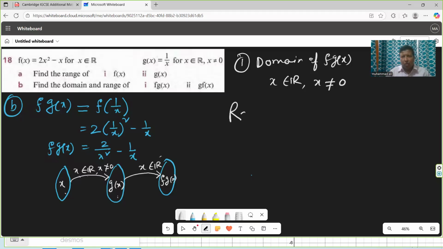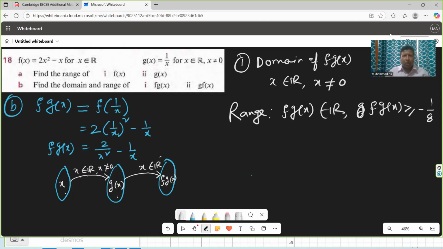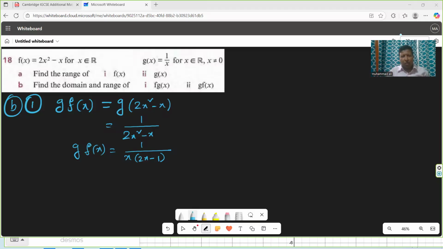So range: fg(x) belongs to real number and fg(x) ≥ −1/8. So (i) completed. Now we have to find the domain and range of gf(x). The composite function gf(x) is 1/(2x² − x).